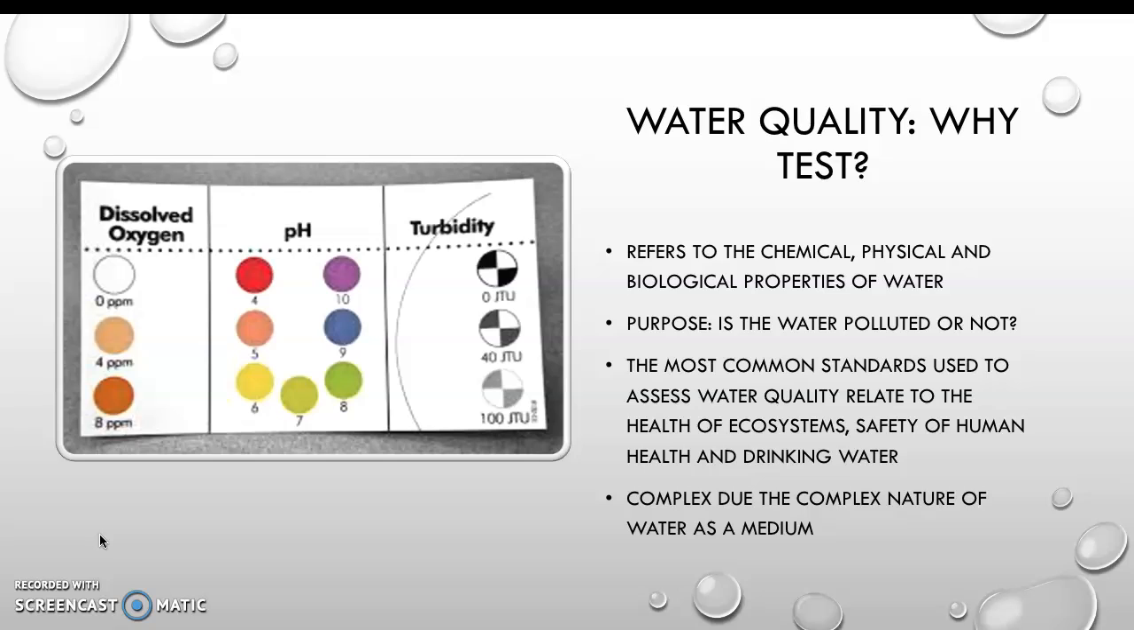We also want to find out if the water is going to be safe for not just us as humans, but for plants and animals. So we want to find out the health of the ecosystem by testing the water quality. This is a complex situation because water, as you know and have learned, is complex as a medium. There's many properties to water. There's many attributes to water. Water is important for so many parts of life. So when we're going to look in the water, we're going to look for chemical, physical, and biological properties.